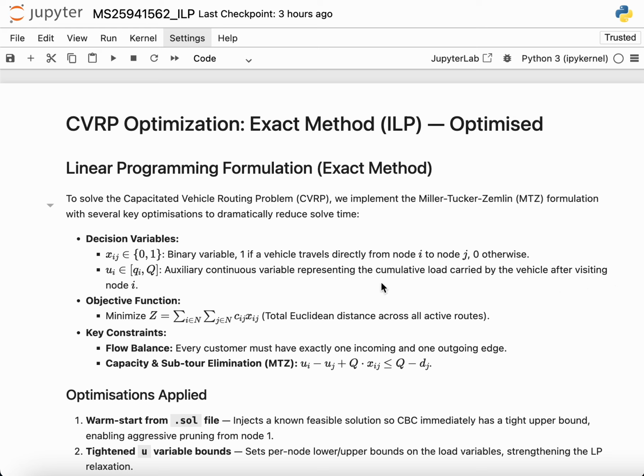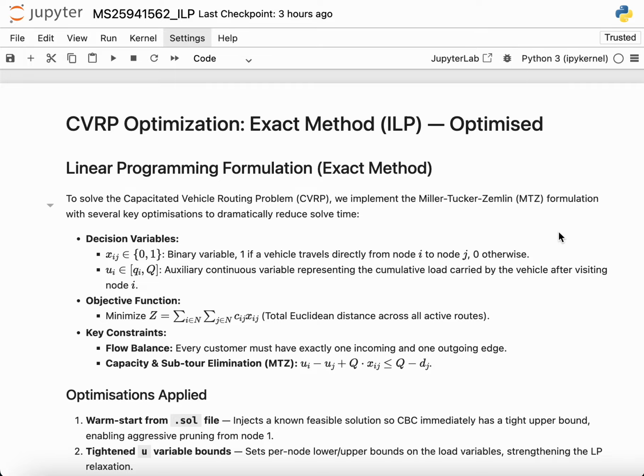It is important to note that we are using an exact method, unlike heuristics, which find a good solution. The ILP model explores the entire solution space to guarantee the global optimum. This makes it the benchmark for accuracy in optimization tasks.